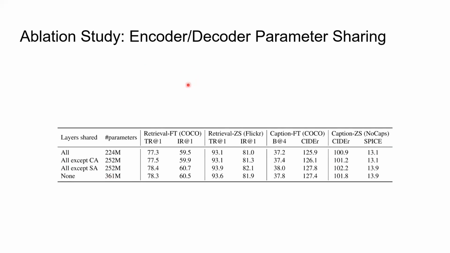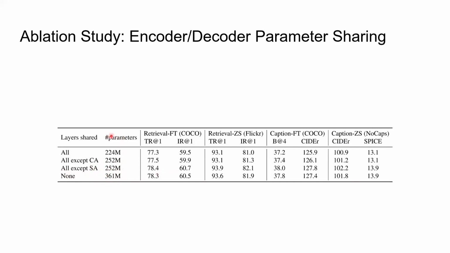This ablation study showcases the results of encoder and decoder parameter sharing and where it occurs in the architecture. You can see that the highest performing version of the model was when all except the self-attention were shared. So you can see here for retrieval with fine tuning on COCO, retrieval zero shot Flickr, caption with fine tuning, and caption with zero shot, that in all metrics, the highest performing one was the one that had all except self-attention.